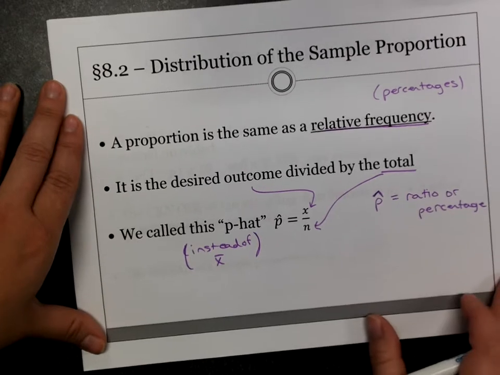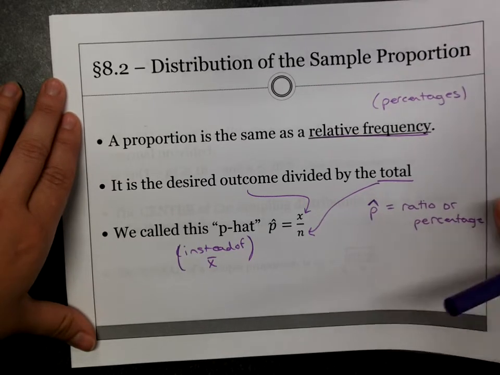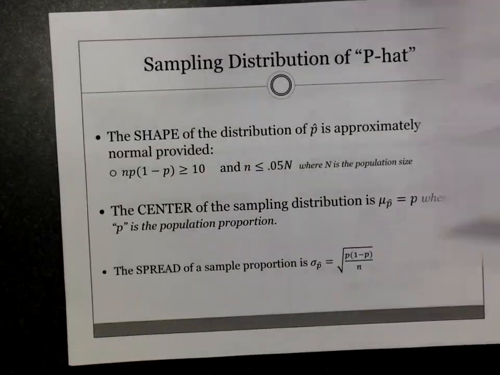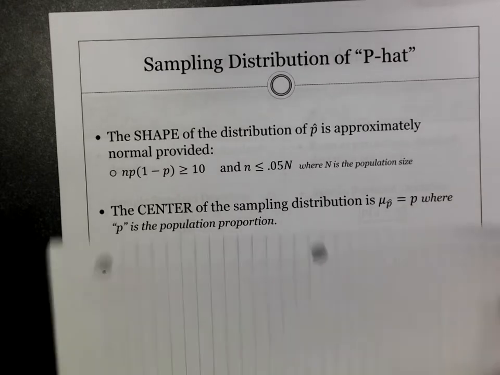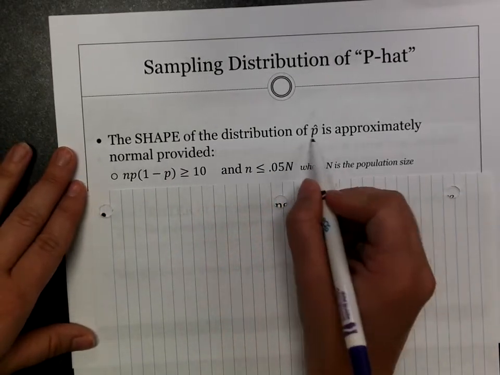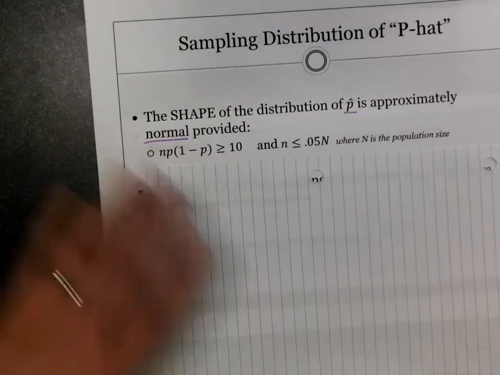And it has some different properties. However, in the long run, it works just like a sample mean. It just has a few separate properties, just some different characteristics. So hopefully this will become familiar as we go through this. It has the same idea as a mean: a shape, center, and a spread. The shape of a distribution for p-hat is approximately normal, provided these other two conditions are true.